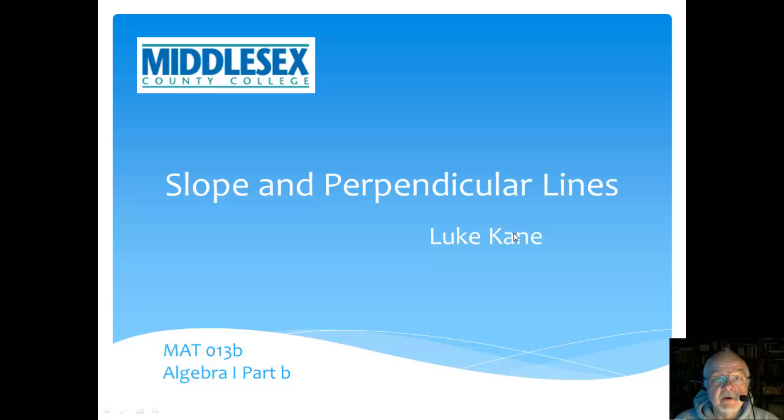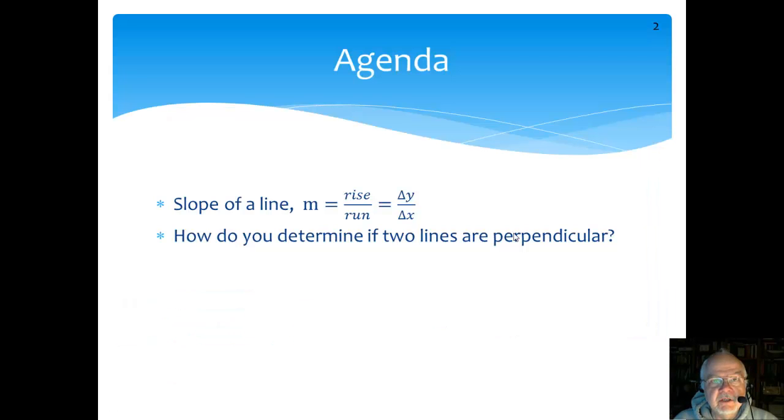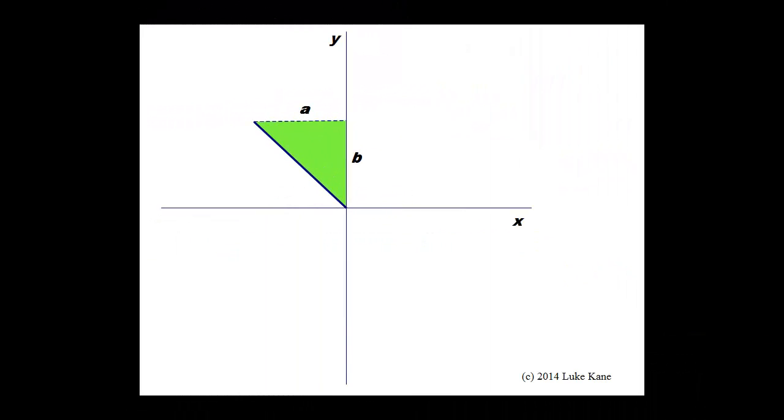Today we're going to talk about slopes and perpendicular lines. And basically the question is, given a definition of a slope, can we use that information to determine if two lines are perpendicular? Okay, now we're going to see if there's a relationship between slopes of lines and perpendicular lines.